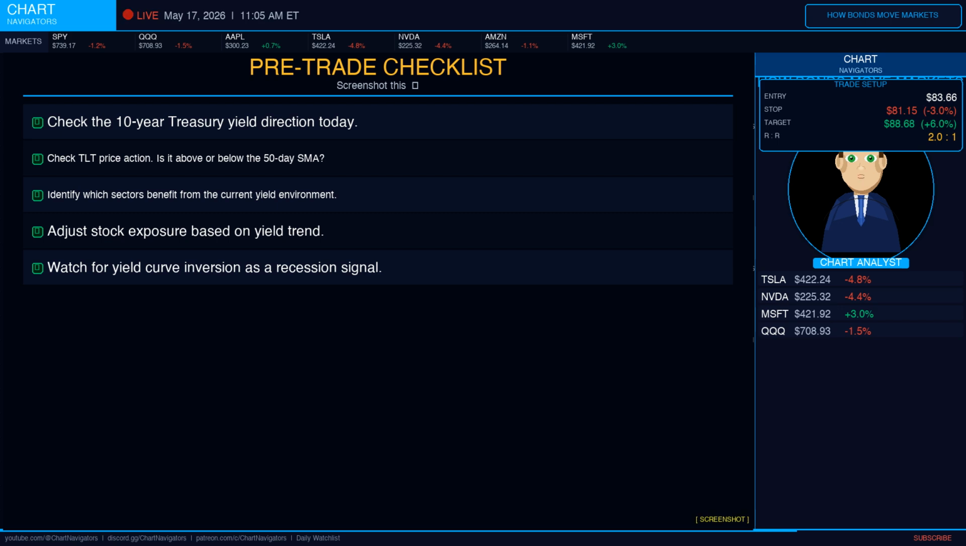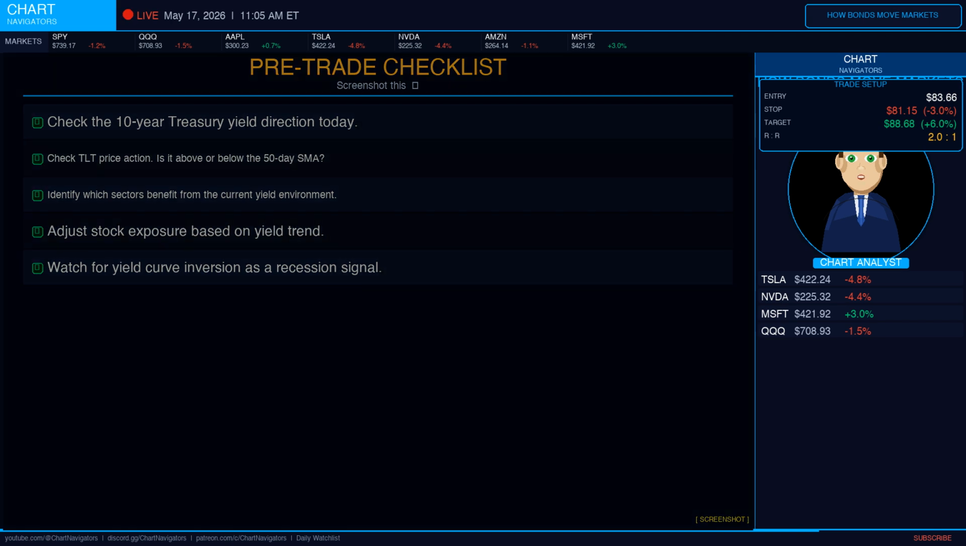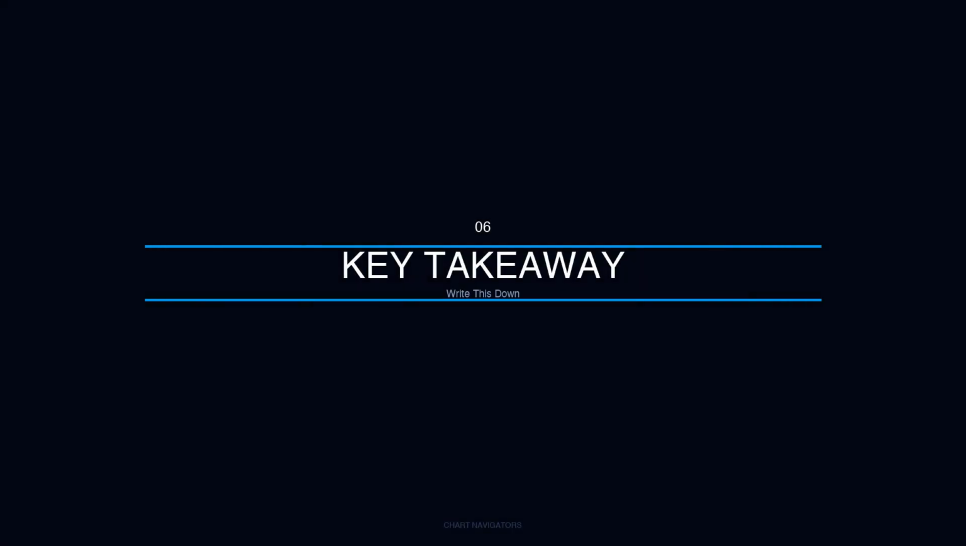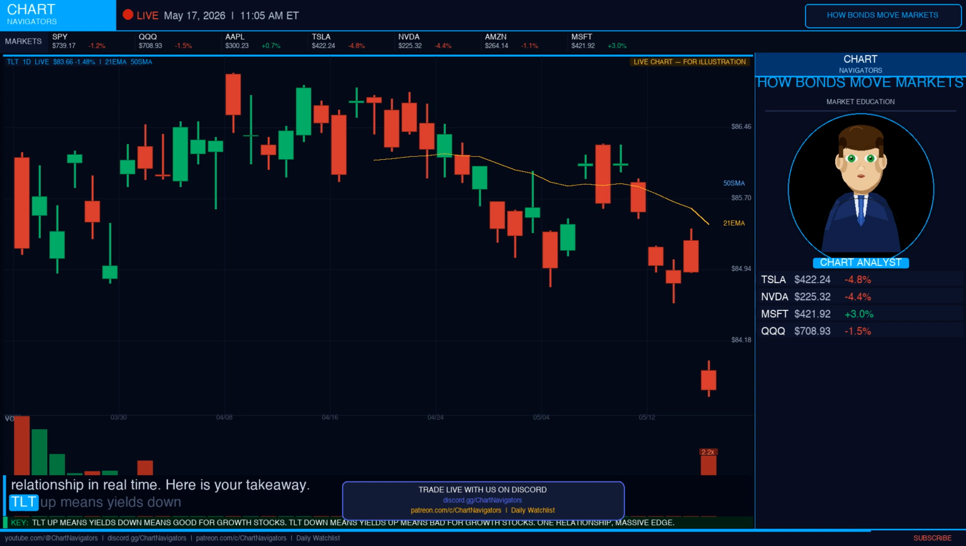In 2022, the 10-year yield went from 1.5% to over 4% in less than 12 months. The result was a 30% crash in the Nasdaq. Not because earnings collapsed, but because rising yields made future earnings worth less today. That is the bond-stock relationship in real time. Here is your takeaway. TLT up means yields down means good for growth stocks. TLT down means yields up means bad for growth stocks.